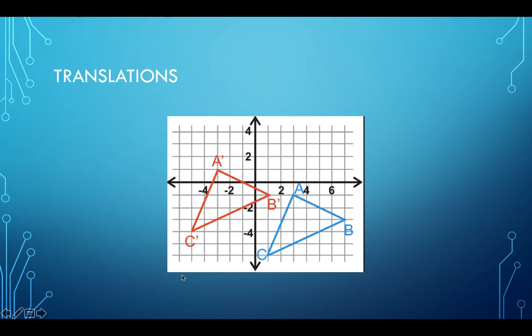Translations are probably the easiest one because all you're doing in a translation is moving a figure up or down, right or left. So if we start with this first triangle here, we're going to move it up. Looks like we're moving it up 2 units, and we're moving it to the left 1, 2, 3, 4, 5, 6 units. So that's all we're doing here. Moving the triangle up 2 units and to the left 6 units. So when we talk about translations, that's all it is, just moving it up, down, left or right.